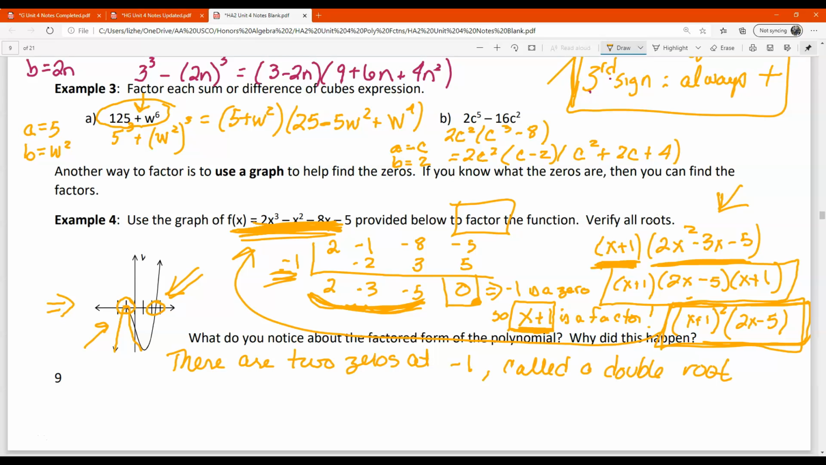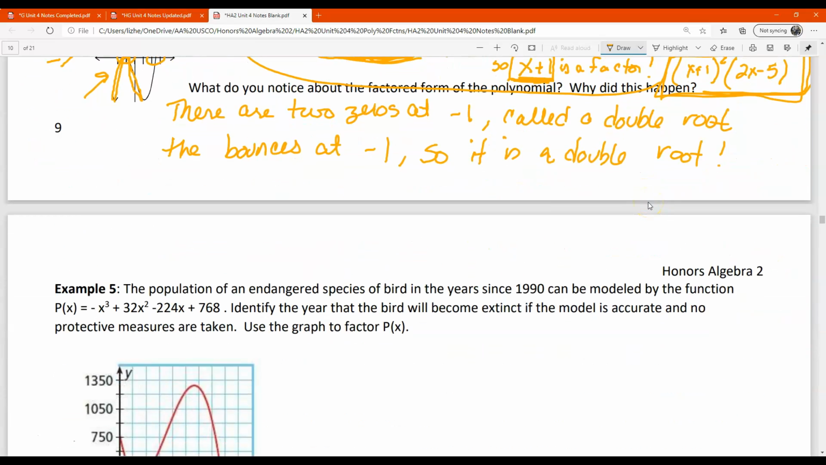There is a curve on the graph that touches at -1, but it does not cross. So this graph comes up, it touches at -1, and then it goes back down. The graph bounces at -1. It doesn't cross, it bounces. We're going to talk about that more, so make sure you pay attention to that. Anytime you bounce on a graph at a 0, that means it's at least a double root. It could be more.